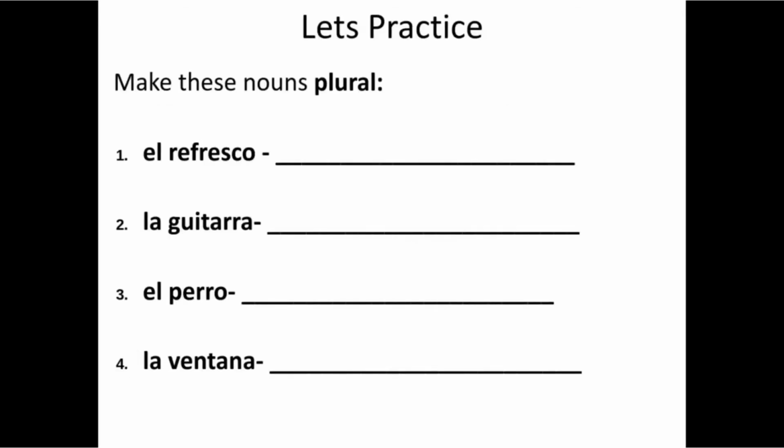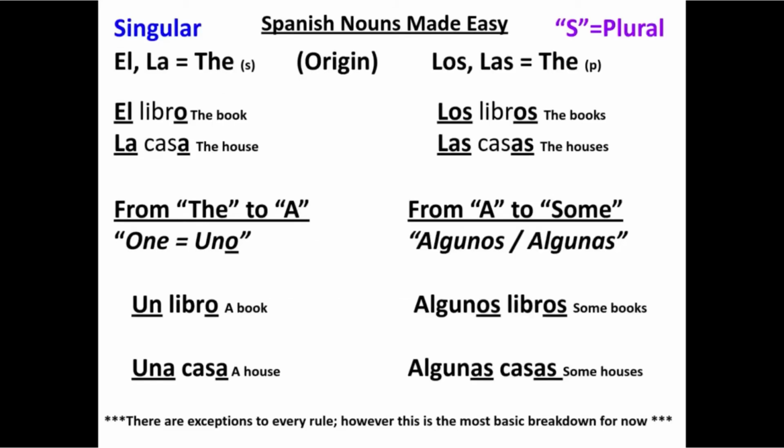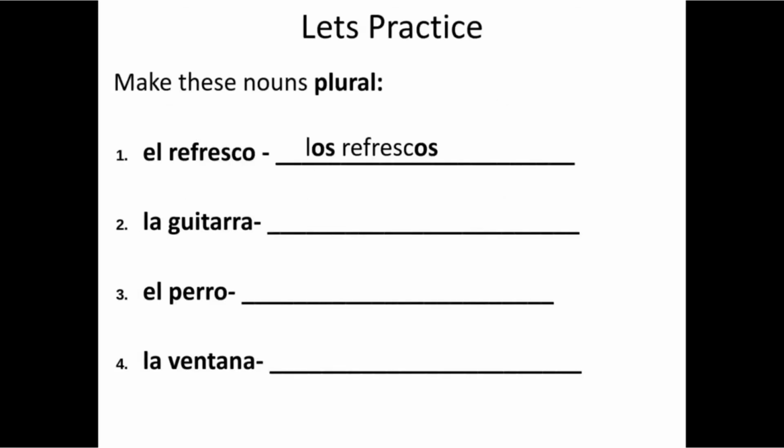How would you make el refresco plural? For 2, 3, and 4, I'll give you 10 seconds for each, but I'm going to throw out this answer right now. El refresco becomes los refrescos. Let's go back to the rule. El begins with L, ends in O, makes it plural, begins with los, ends in os. Does it fit? It absolutely does. Los refrescos. We went from the drink to the drinks.